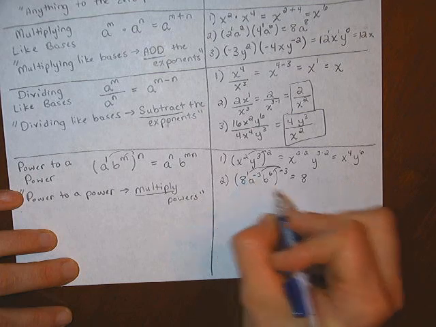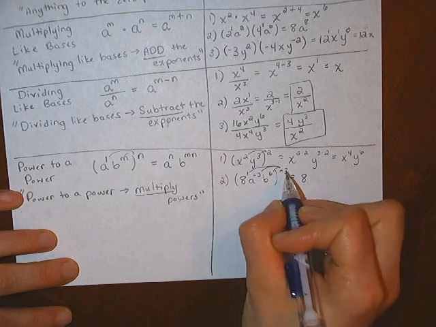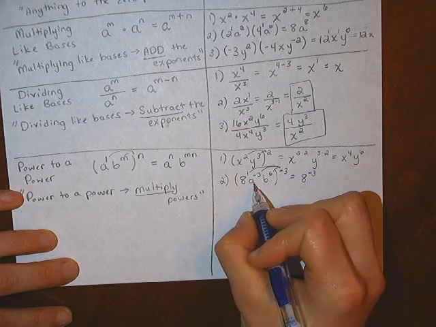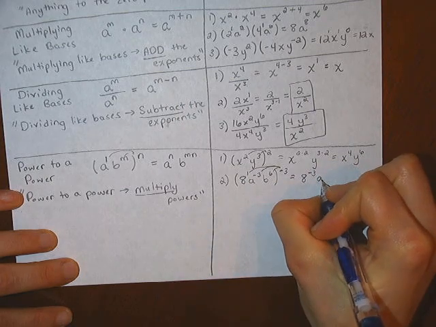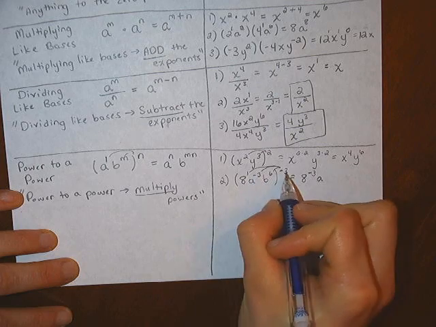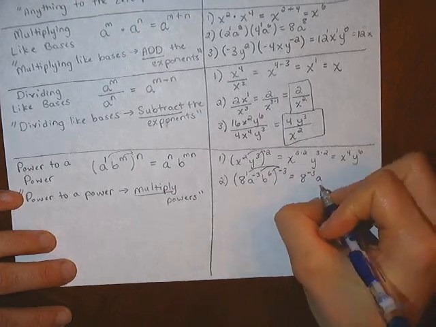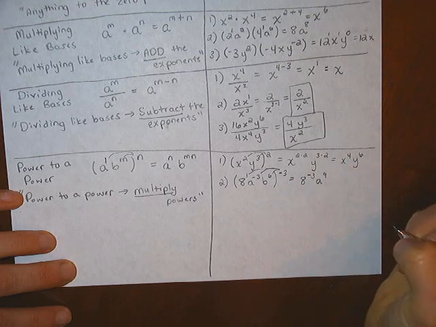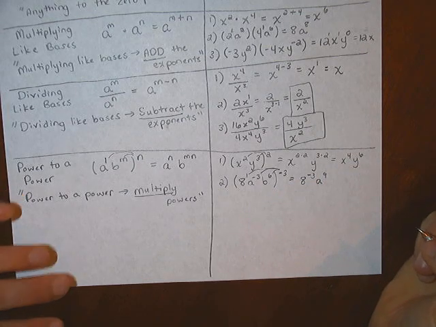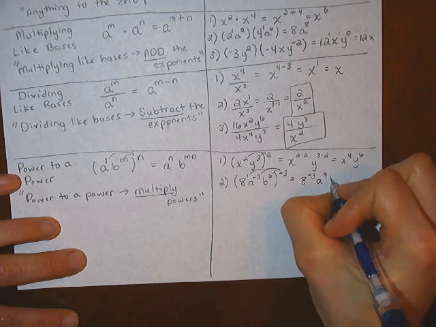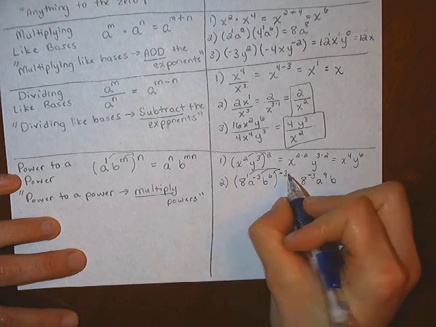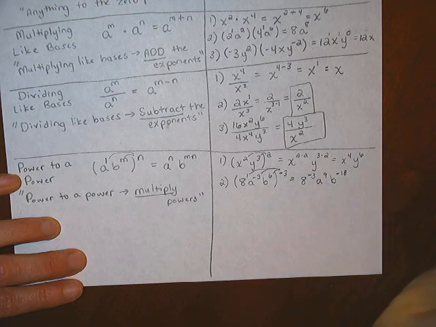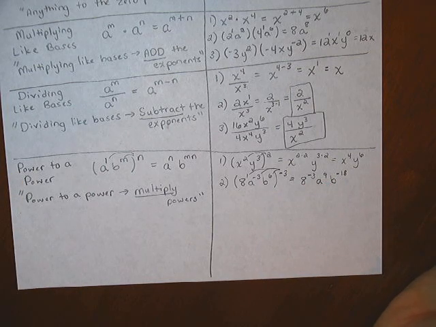So this would technically be a to the 1 times negative 3, which is negative 3. And then it would be a to the negative 3 times negative 3. Well, negative times a negative is a positive, and then 3 times 3 is 9, so it would be a to the 9th. And then the last one, it would be b to the 6 times negative 3, which would be negative 18. And so there we go.